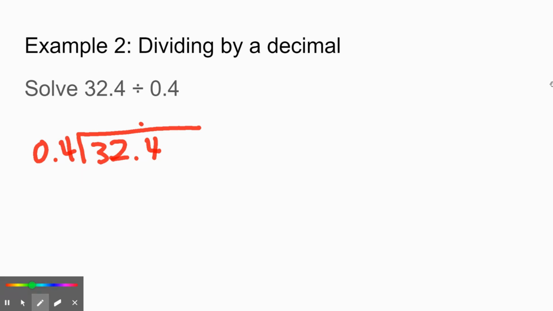What we're going to do is we're going to change our divisor. And we're going to change it by turning it into a whole number. We're going to move our decimal point to the right 1 place value. If we do that, we also have to do that to the decimal in the dividend.